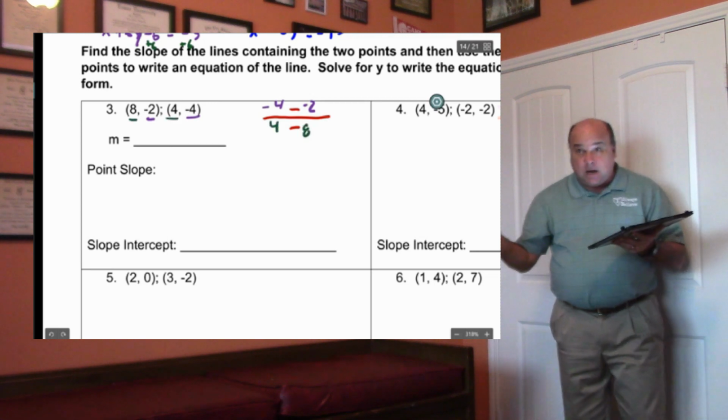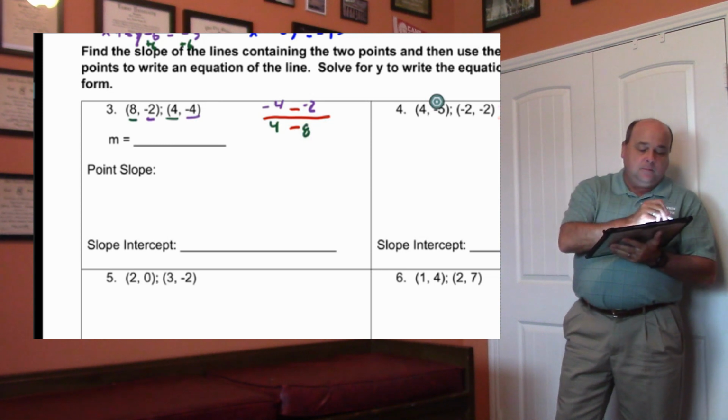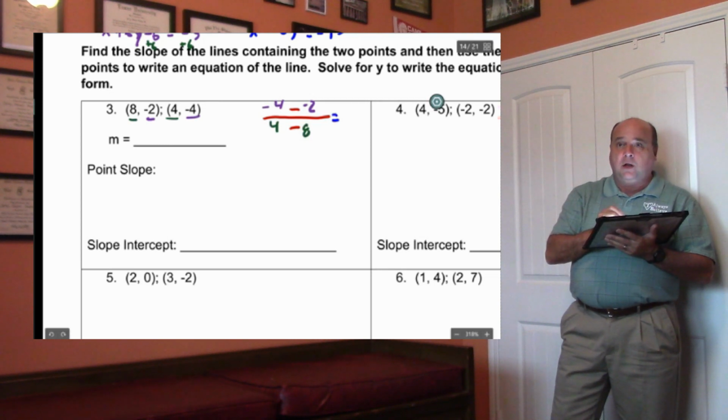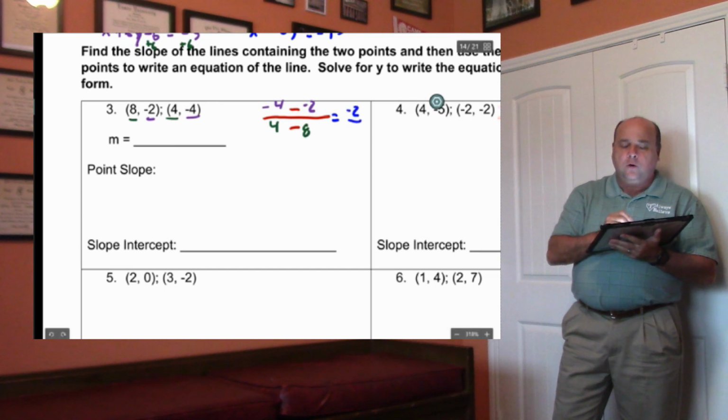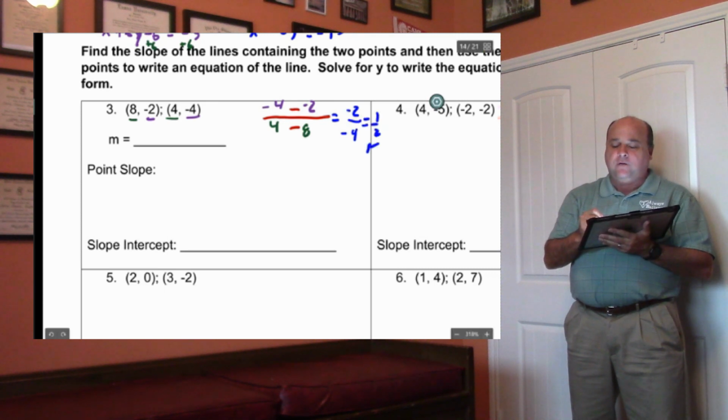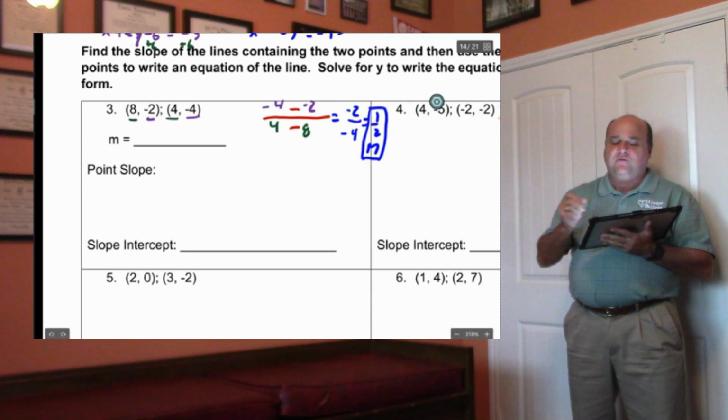Now, use the calculator, and you won't miss it. Mr. Toops has a built-in calculator, okay? So negative 4 plus 2 is negative 2 over 4 minus 8 is negative 4. 2 negatives makes a positive, and this simplifies to 1/2. So my m is 1/2.